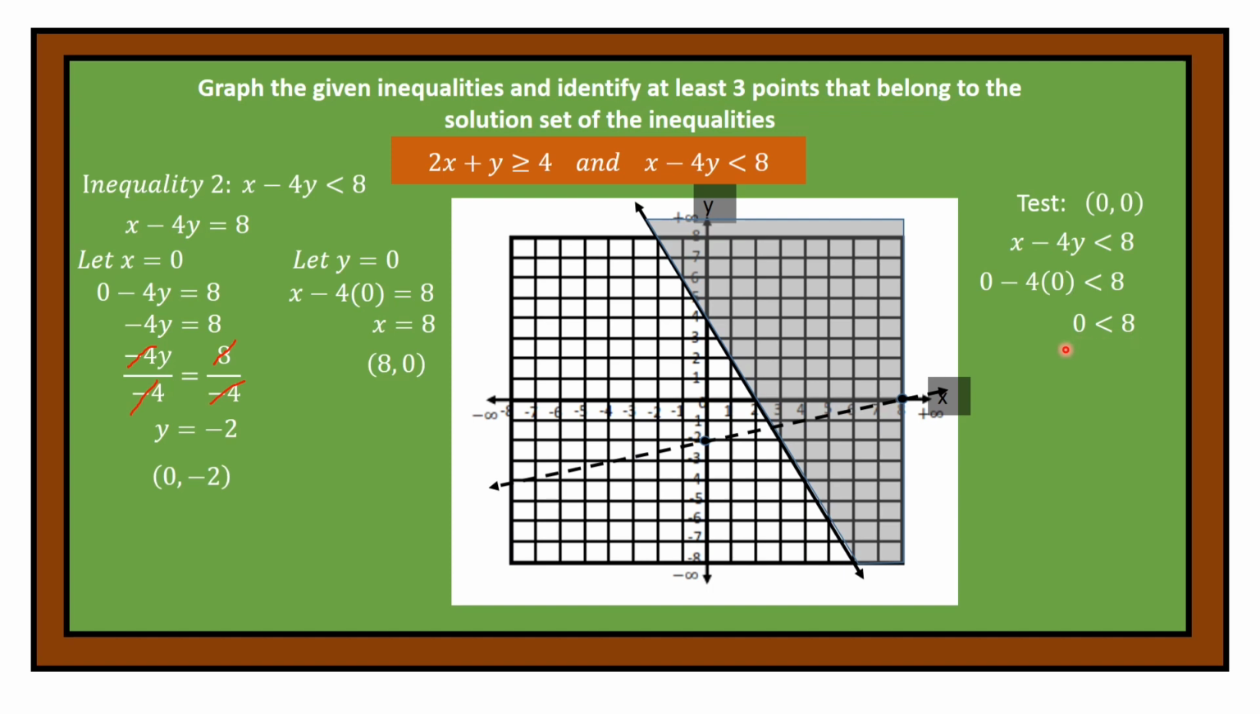So, by solving, we have here 0 is less than 8. So, the question is this true or false? So, ang sagot ay true. Since this is true, ibig sabihin, ang ordered pair na 0, 0 is a solution. So, ibig sabihin, itong half plane or upper half plane na to, ito yung solution ng ating inequality number 2. So, ito yung lalagyan natin ng shade. So, gamitin natin ang pink para sa ating linear inequality 2. Okay.